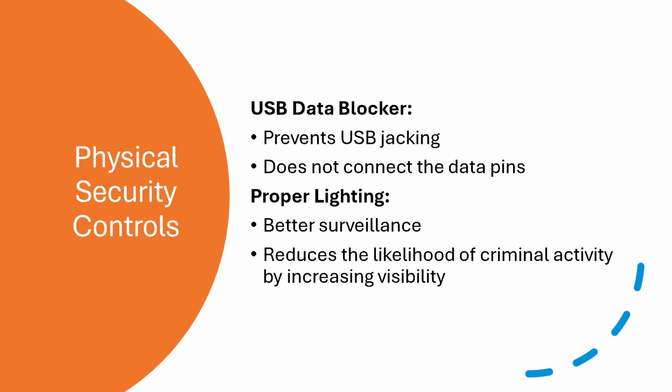USB data blocker. A USB data blocker is a physical device that does not connect the data pins of the USB port. This allows us to prevent USB jacking. Proper lighting. Proper lighting helps us in better surveillance and reduces the likelihood of criminal activity by increasing visibility and acting as a deterrent.